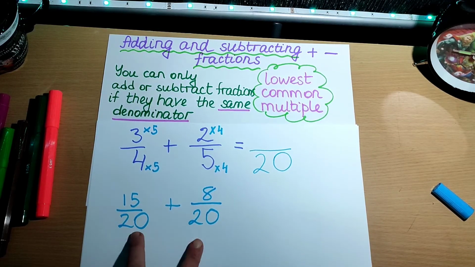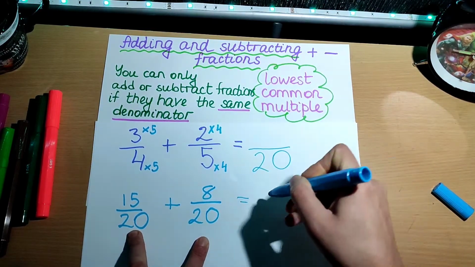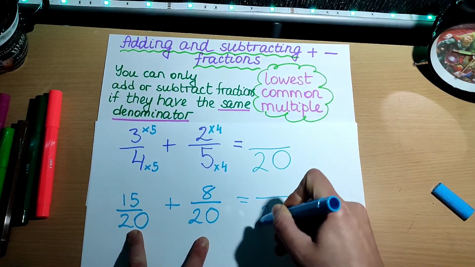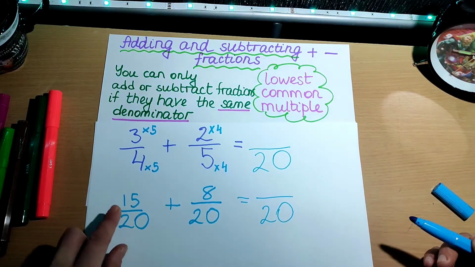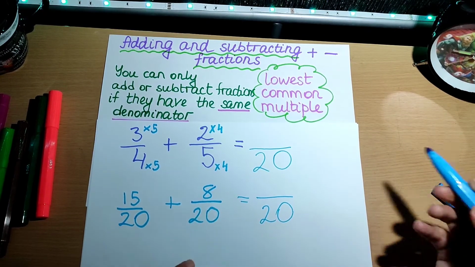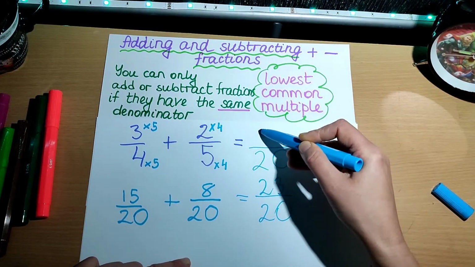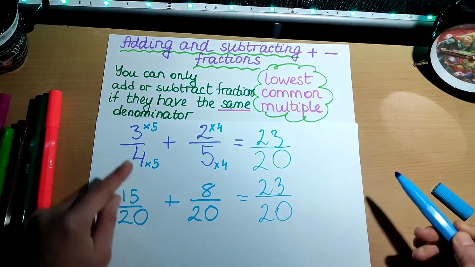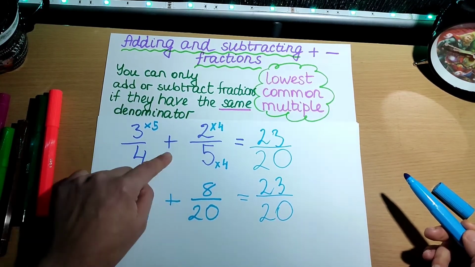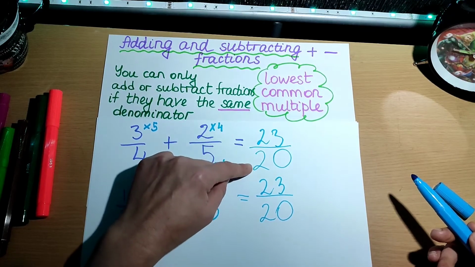Can we add these fractions now? Yes, we can, because they have the same denominators. So we leave our denominator the same, which is 20. And then we do 15 add 8, which is 23. So 3/4 add 2/5 is 23/20.